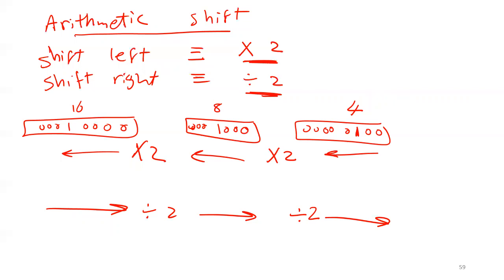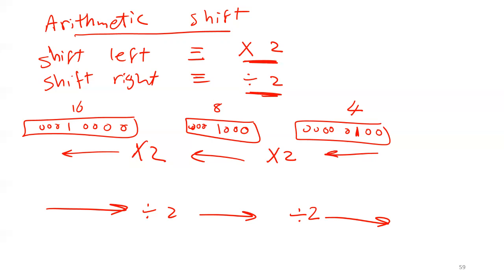Same thing. If you go this way, you actually divide by 2. So that's why shift left you multiply by 2, shift right you divide by 2. So if I have 16, and I shift right, it's going to become 8. If you have 8 and you shift right, you get 4. Is that okay, guys? Someone can ask me, so you want to tell us I can use arithmetic shift to multiply by 2 or divide by 2?